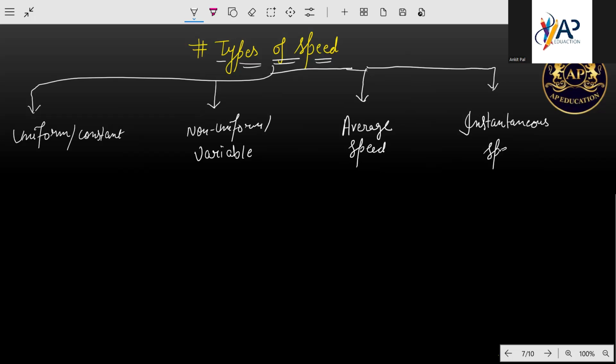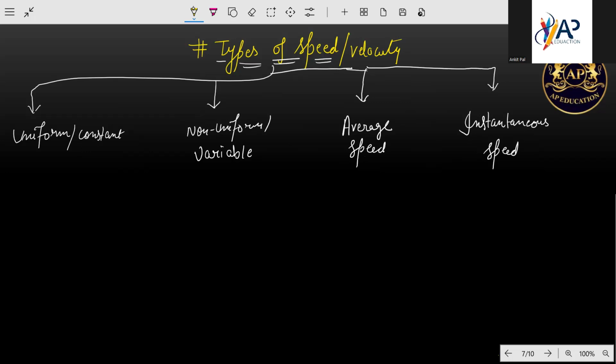Even velocity is also further divided into four parts: uniform velocity, non-uniform velocity, average velocity, and instantaneous velocity. I think it is clear.